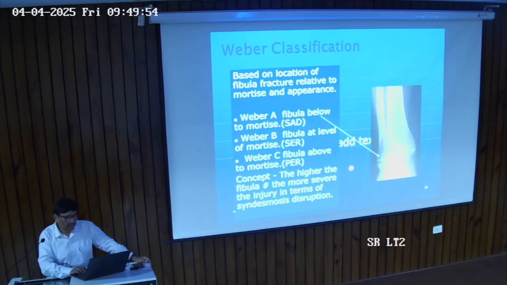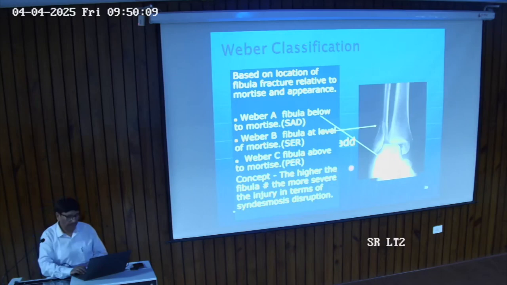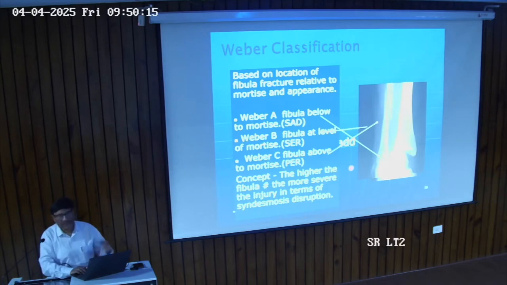So this is supination adduction injury. The fibular fracture was lower down. This is supination external rotation. As the severity increases, your fibular fracture level goes up, Weber type B. And this is pronation external rotation, where the fibular fracture goes up. So we learned about Lauge-Hansen's classification and the Weber classification.